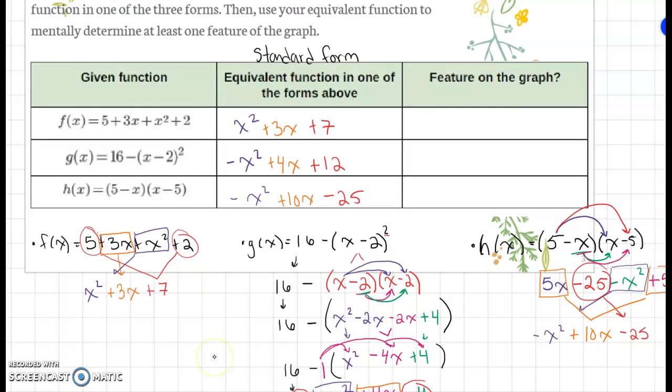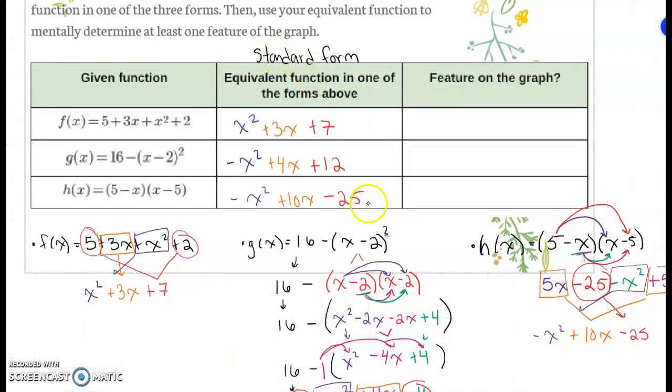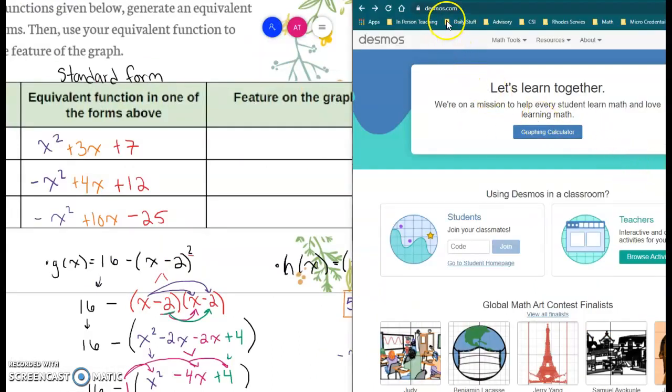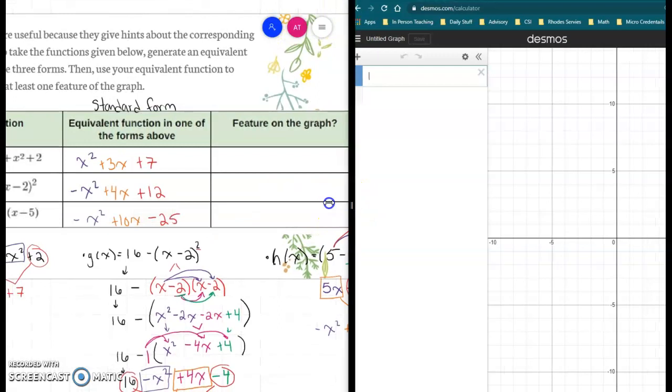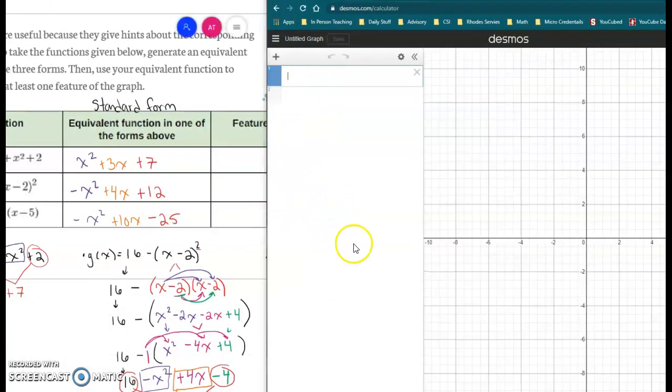So now that we put these into our standard form, what we're going to do is open Desmos, and I've got Desmos right here. Make sure you just go to desmos.com and don't click anything down here. It says let's learn together. Click the graphing calculator. This will give us the graph so we can totally graph it. Alright, so what we have now is, I'll zoom in a little bit for you.